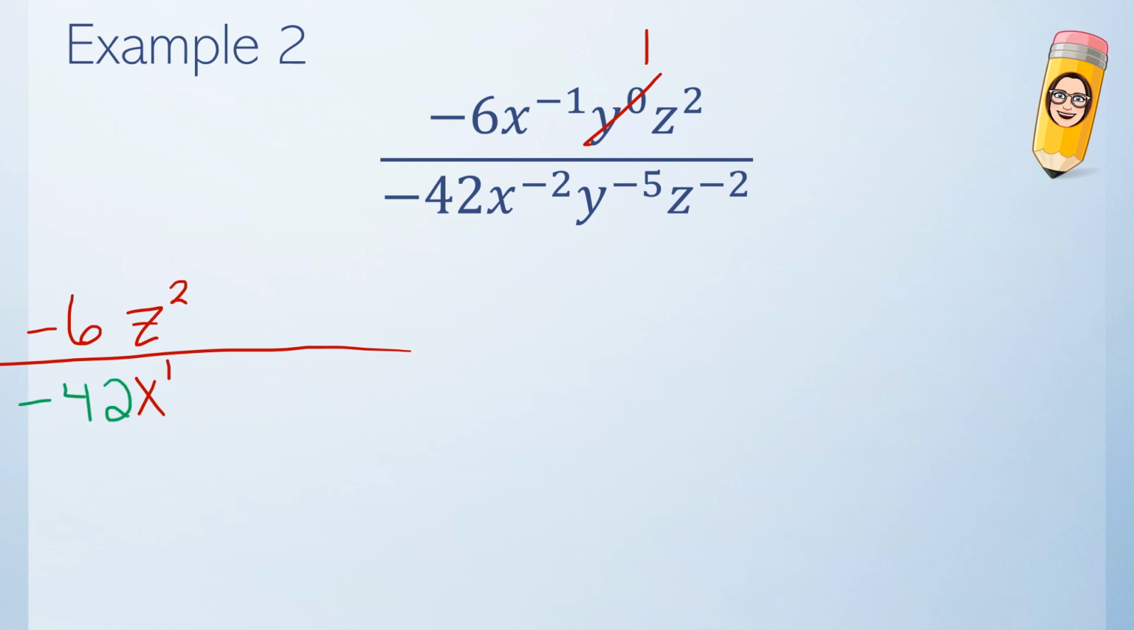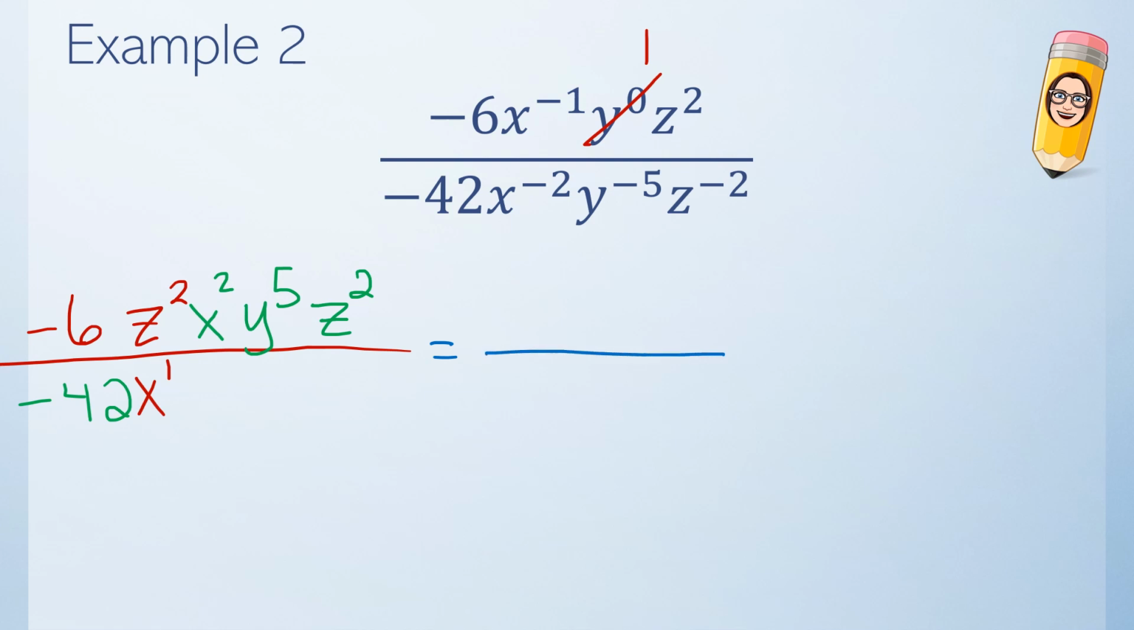All right, let's look at the denominator. Negative 42 is a regular old number. X squared gets kicked to the top. Y to the negative 5th gets kicked to the top. And Z squared gets kicked to the top. Do you see how I did one piece at a time?